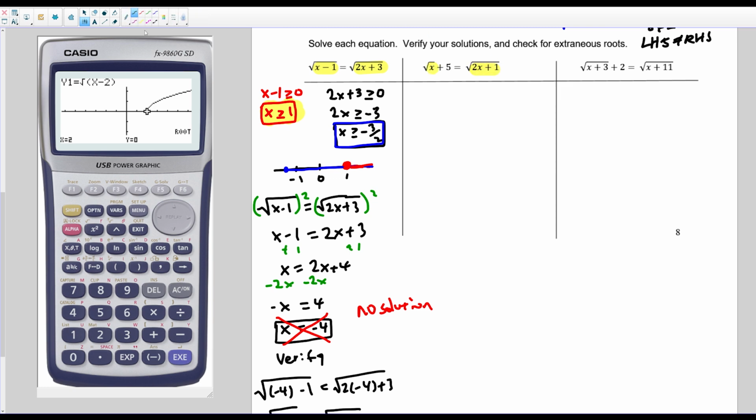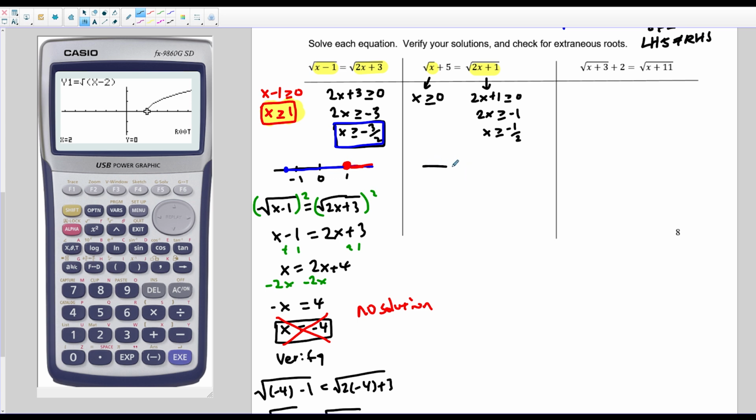In this next example, we start off again with our restrictions. We get something pretty similar to our first set. From the first radical, x has to be greater than or equal to 0. From the second radical, we end up with 2x plus 1 has to be greater than or equal to 0. 2x has to be greater than or equal to negative 1, since we've subtracted 1 from both sides. And finally, divide both sides by 2. So we get x has to be greater than or equal to negative 1/2.